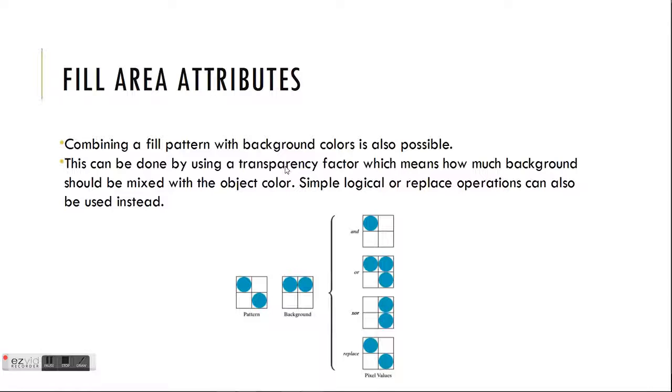We can also make combination of pattern and solid by either of the options shown here, like pattern, solid, and we will get the resulting options. So when we do AND, this is 1, this is 1, we'll get 1. 0, 1 will give you 0. Similarly for OR, 1, 1 will give you 1. 0, 1 will give you 1. 1, 0 will give you 1. And similarly.